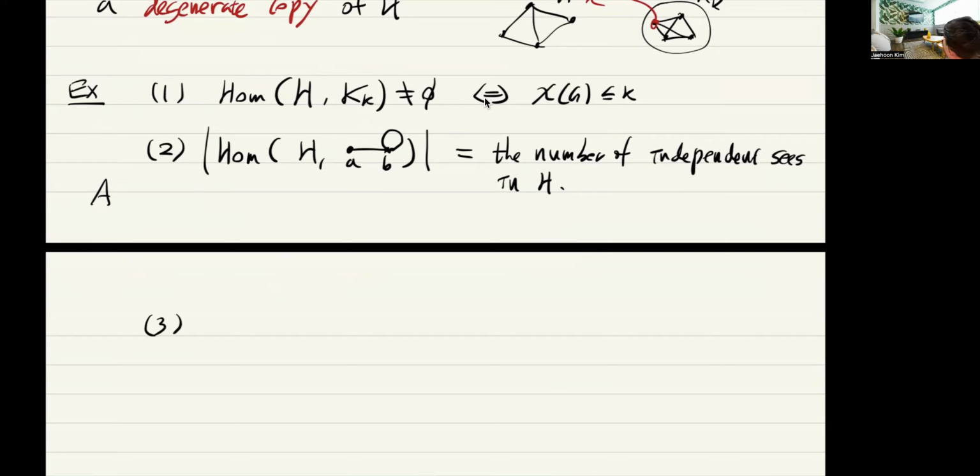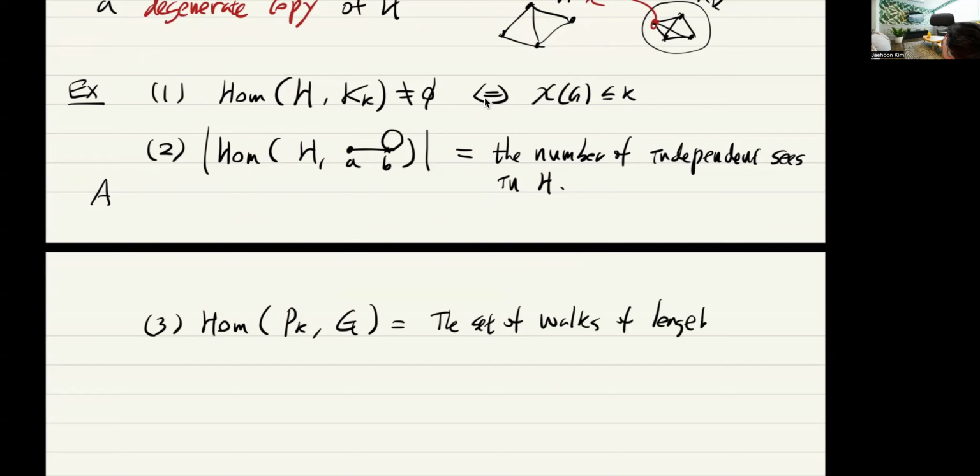And also you can consider the k-vertex path. And then you consider all the homomorphisms in there, then that's the same as the set of walks of length k minus 1. And the list goes on. There are many relations between homomorphisms and other graph theoretic concepts.